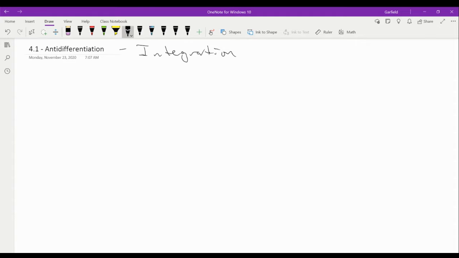We're going to kind of make up some of these rules as we go along. It's probably easier to understand. And the symbol for the antiderivative or integration is this long S here.